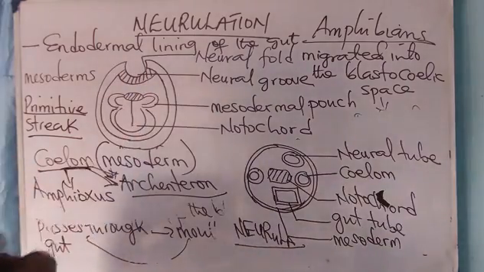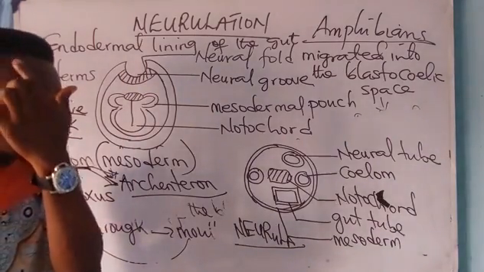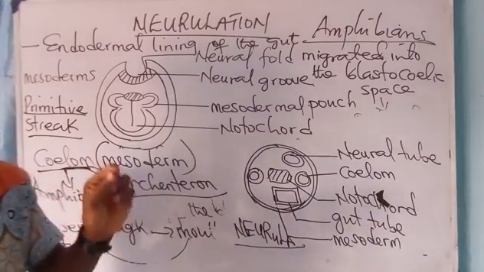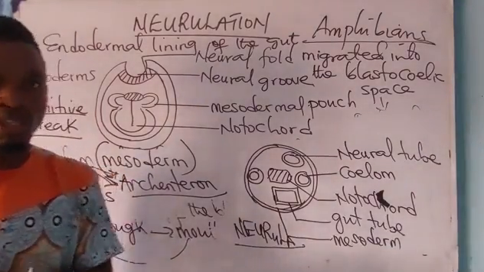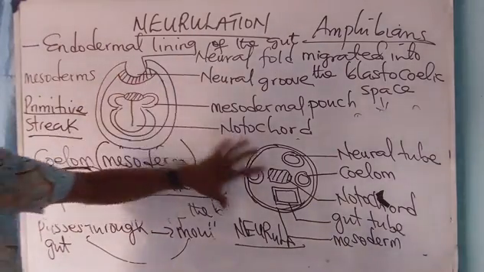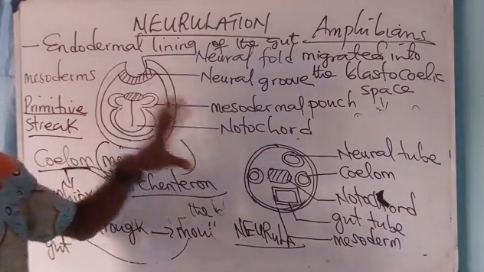So, in case it comes out, like, write extensively on the term neurulation. Write extensively on the term neurulation. You have to use these diagrams to explain your point. It is very, very important.